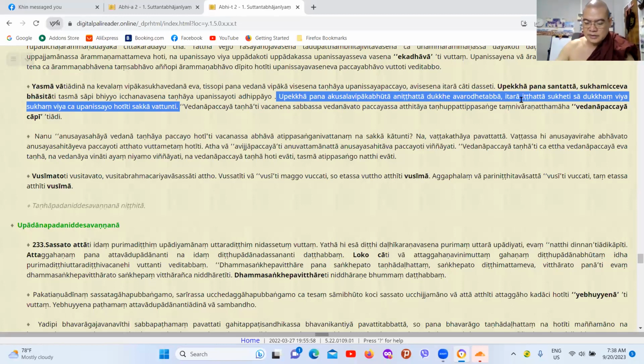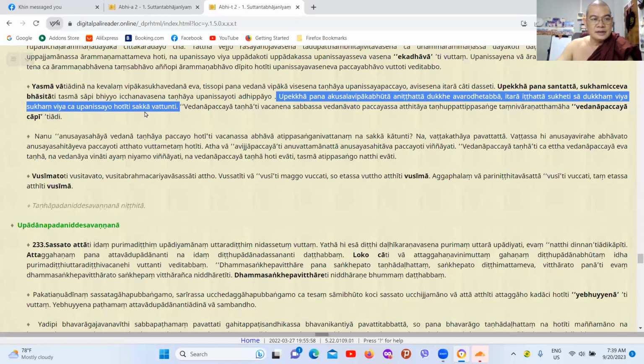This one here, dukkha viya, sukha viya. It is this one. Upekkha, just like dukkha vedana, sukha viya, just sukha vedana, upanissaya hoti. Sakka vattum, it is possible to say.